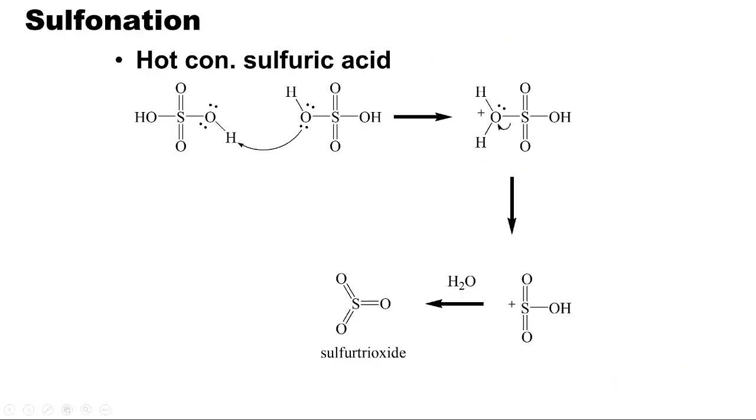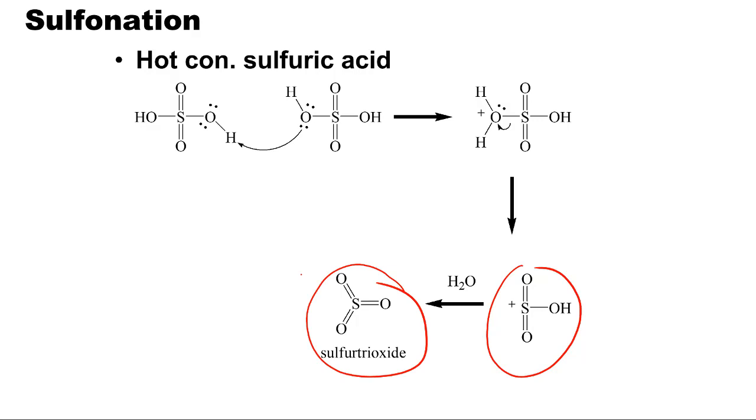Sulfonation takes place in a similar fashion. That is, the electrophile that's generated is either this or this, it turns out. It could be either one. It turns out sulfur trioxide follows that same pattern. Hot concentrated sulfuric acid literally means you take sulfuric acid and you boil it. You heat it up until it starts to fume. So it's often known as fuming sulfuric acid. And the fuming is actually the sulfur trioxide, I think, as it leaves the solution. So that is the electrophile.